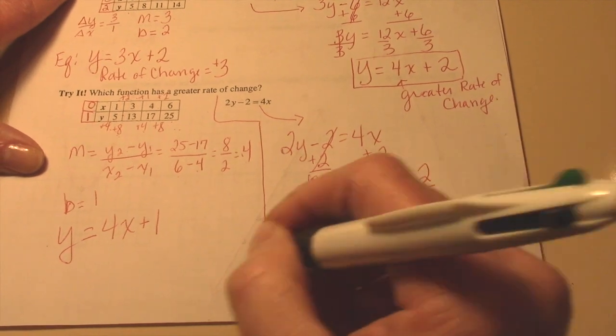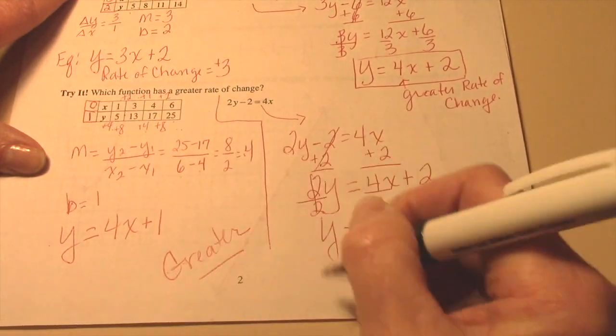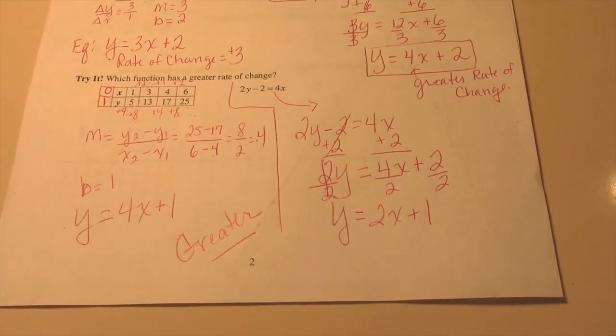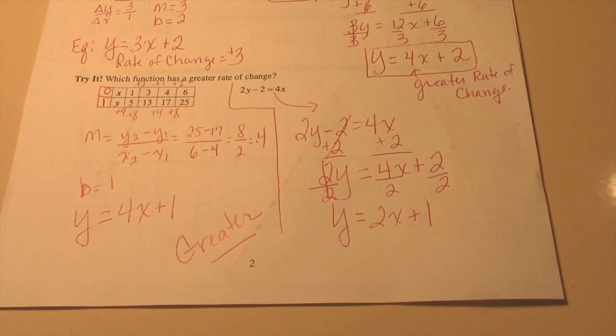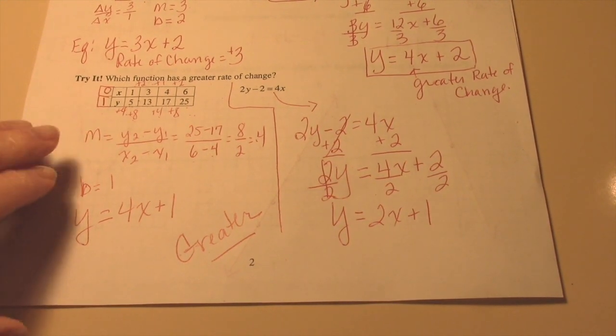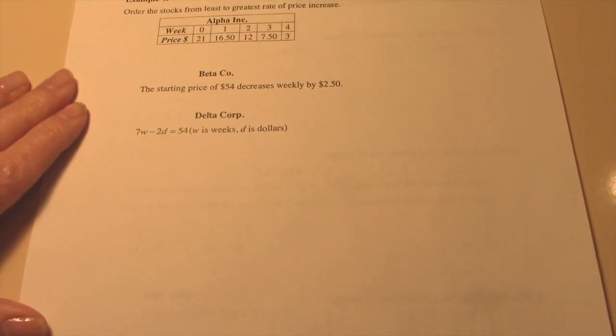Greater rate of change over here. Greater rate of change because of the 4x. Make sense? Not so hard. Same stuff over and over again. Okay, so let's take a look at this next one.